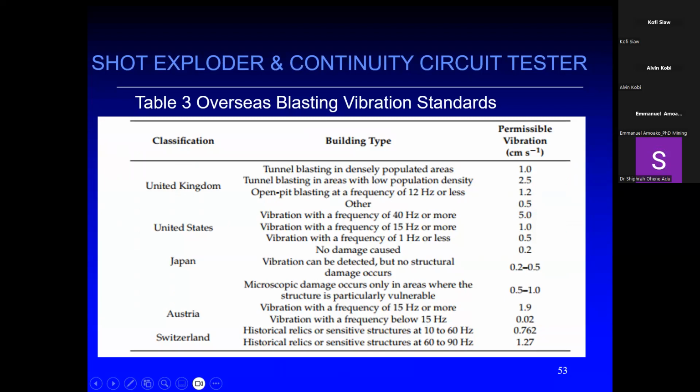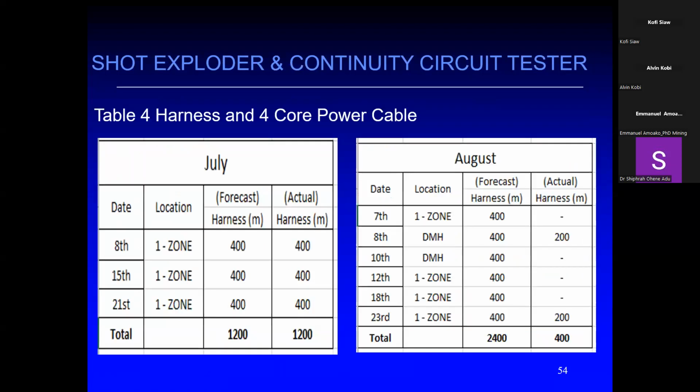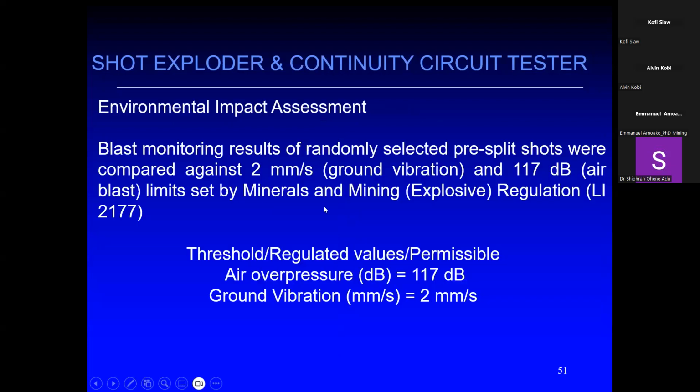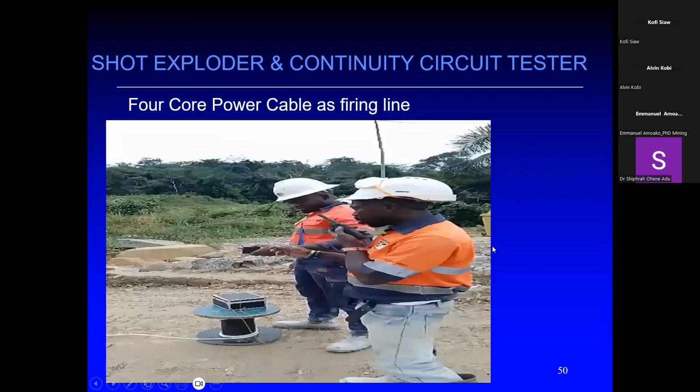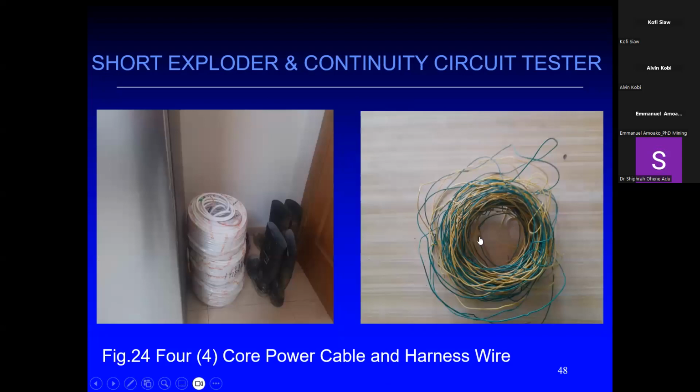Now, another thing we also did, our aim was that we want to save costs because drilling comes with cost. That is one of our aims. So you can see that in the month of July, if I go back, we have this wire, the 4-core power cable, and we have the harness wire, which is currently being used by most of the mines. So you can see from the estimation over here, the forecast.